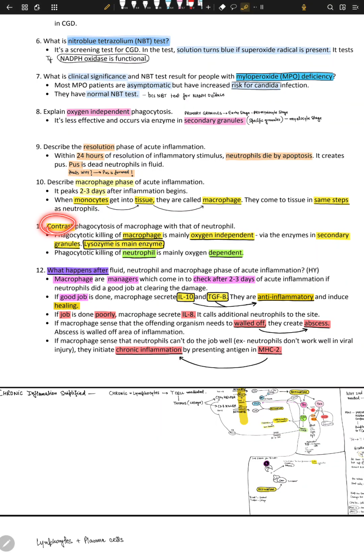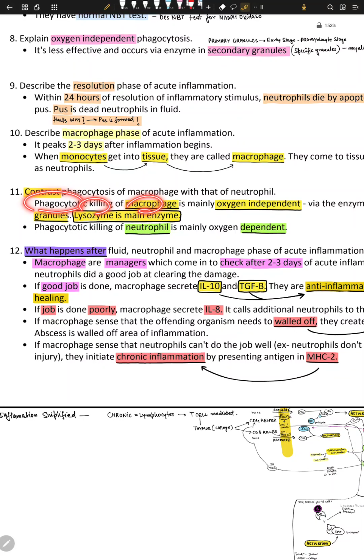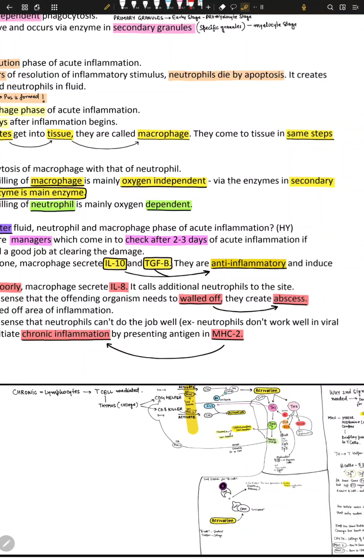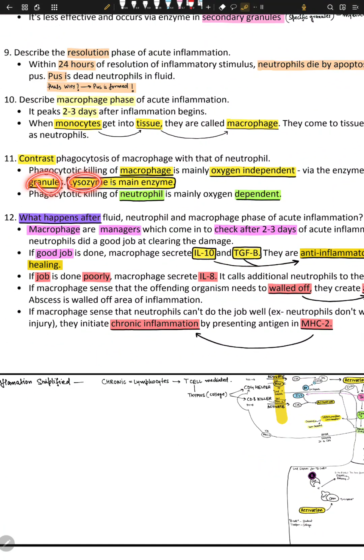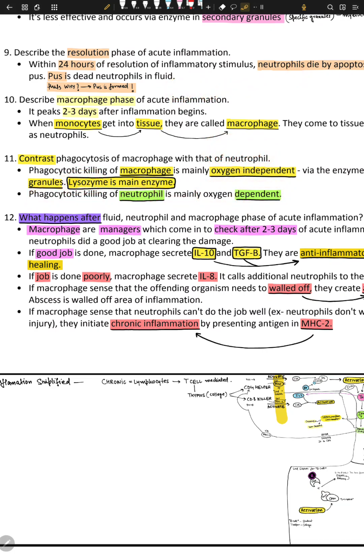Okay, contrast phagocytosis of macrophages with that of neutrophils. It's a cool question. Phagocytotic killing by macrophages is mainly oxygen independent. Macrophages kill via secondary granules, and lysozyme is the main enzyme. Lysozyme is also present in neutrophils, but neutrophils usually kill bacteria with the help of bleach. Phagocytotic killing by neutrophils is mainly oxygen dependent, meaning O2, with the help of NADPH, turns into superoxide, and then this superoxide turns into bleach.